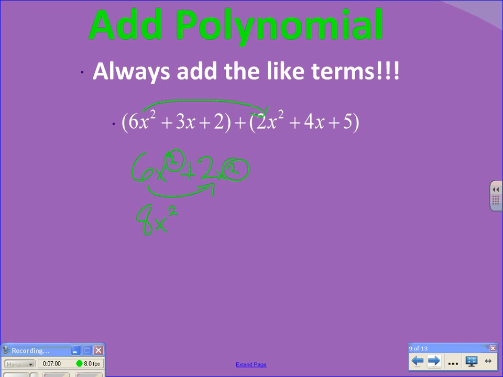And now we're going to be adding 3x plus 4x, which is 3 plus 4 equals 7. And the last part will be 2 plus 5, which equals 7. And that's your answer.